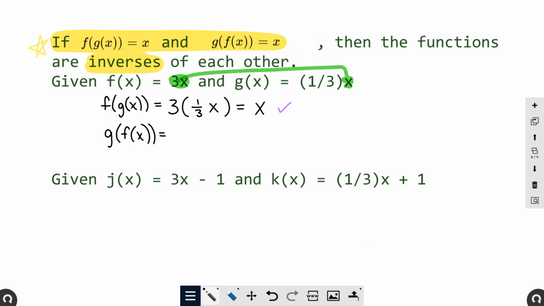Whatever's on the outside is what you're going to use, okay? So this is 1/3 times x. Well, now x is the whole function, which is 3x. So what's 1/3 times 3x? 1x. So are they inverses of each other? Yes, because f of g of x and g of f of x both equal x. It's a lot of x's in there.